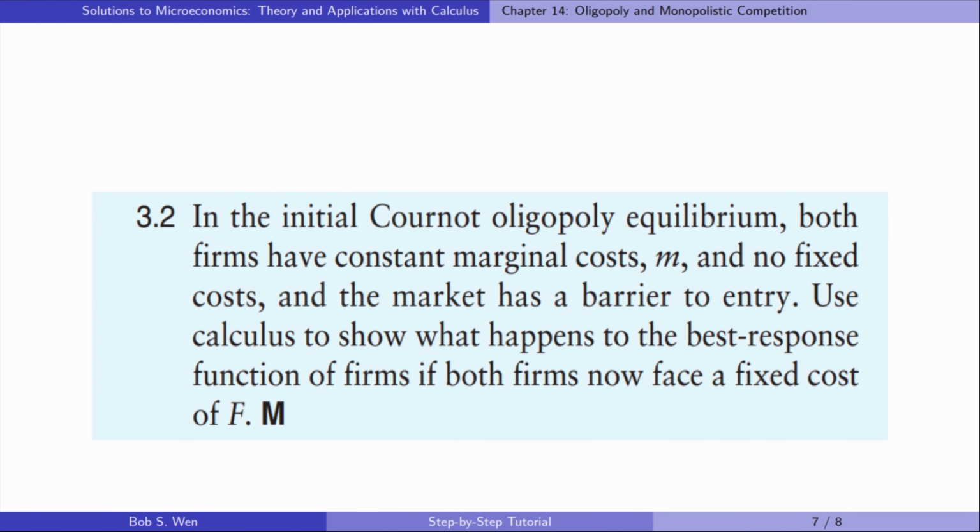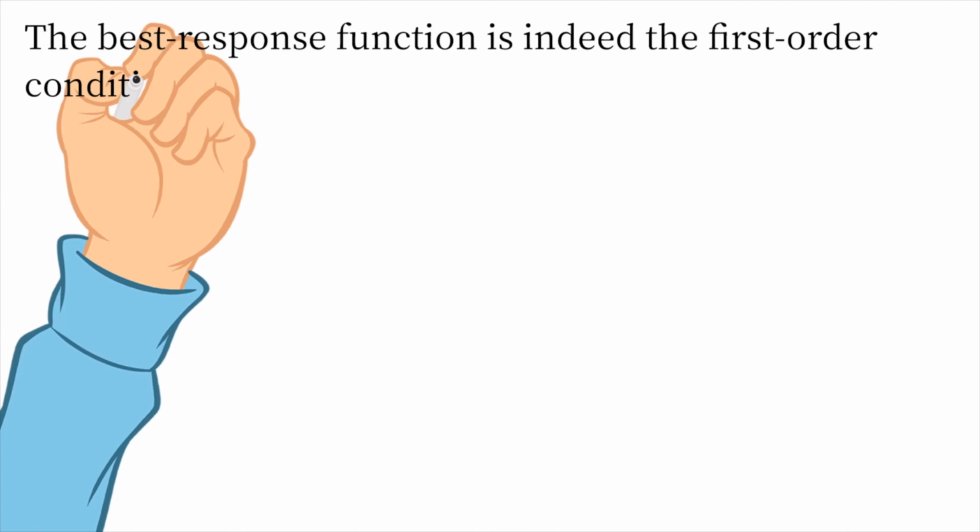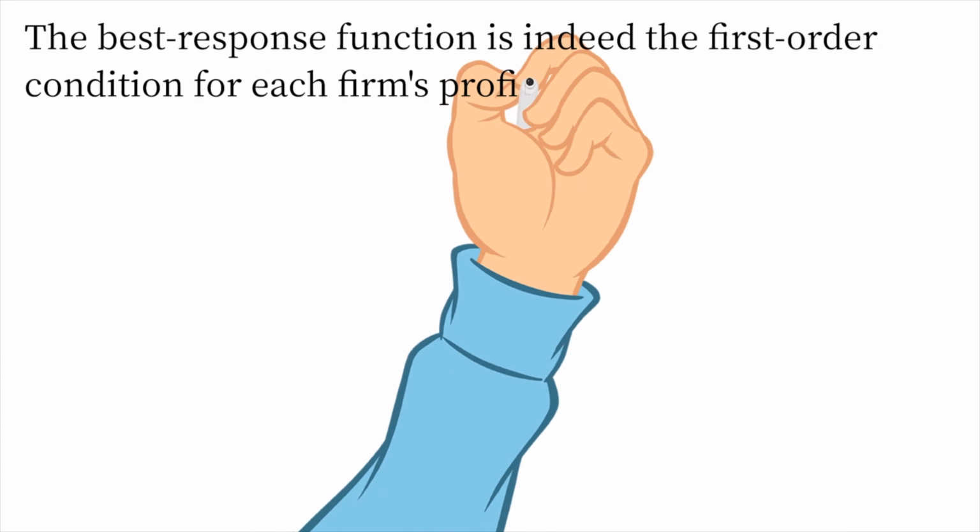Let's solve exercise 3.2. In the initial Cournot oligopoly equilibrium, both firms have constant marginal costs, M, and no fixed costs. And the market has a barrier to entry. Use calculus to show what happens to the best response function of firms if both firms now face a fixed cost of F. The best response function is indeed the first-order condition for each firm's profit maximization with respect to its residual demand curve.